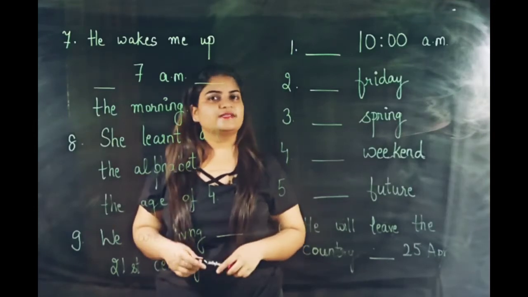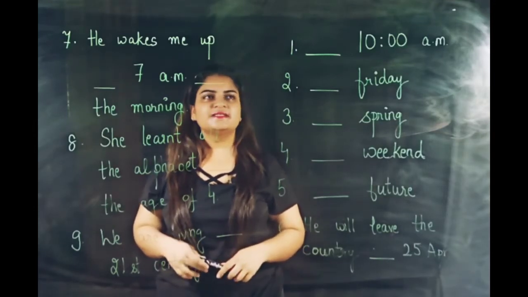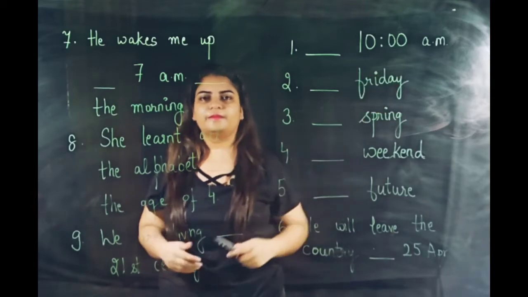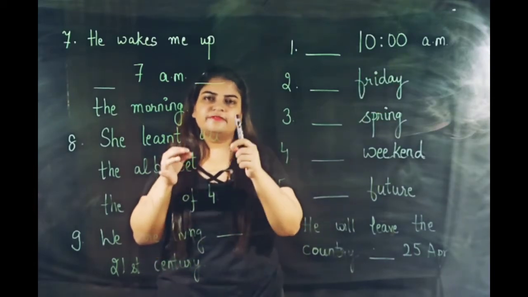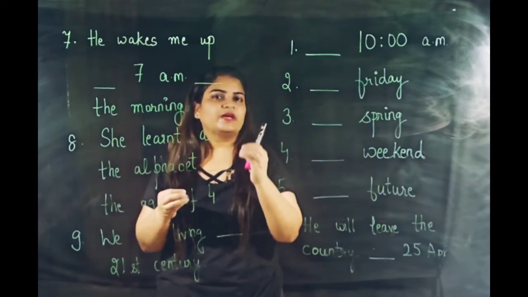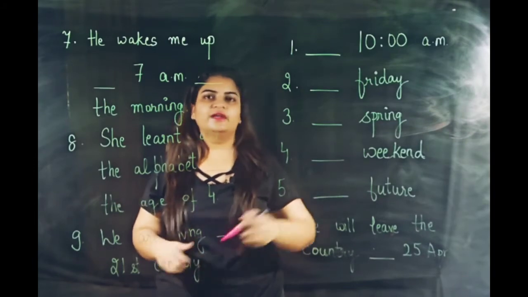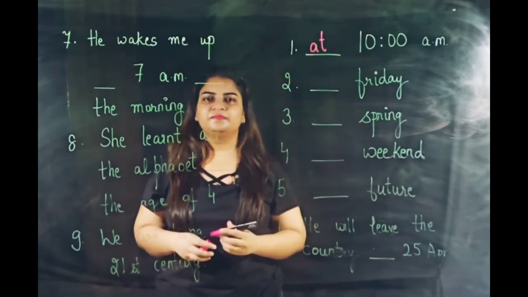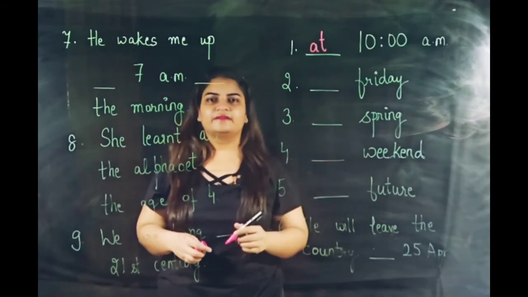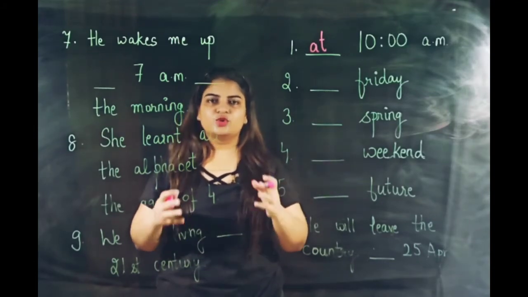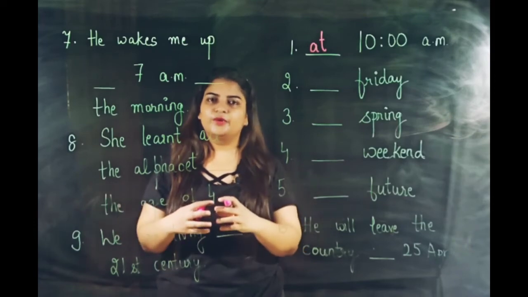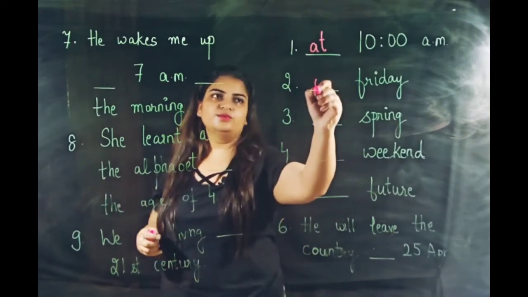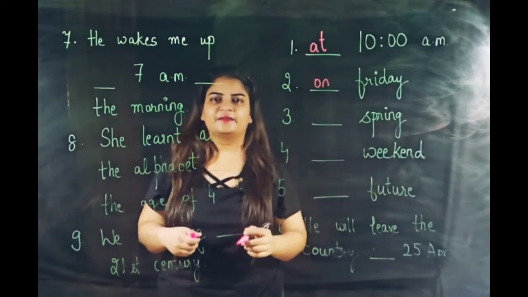So coming to the exercise, the first is dash 10 am. Now this is the specific time, that point of time we are talking about. So here it will be at. The smaller portion. Then Friday. Now this is a day. So a day is longer than a point of time. That is why we will use on Friday.